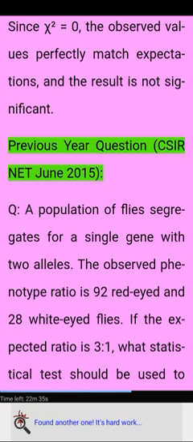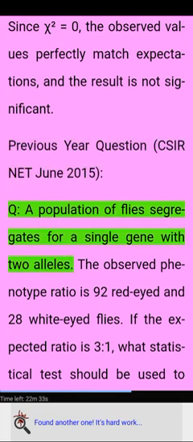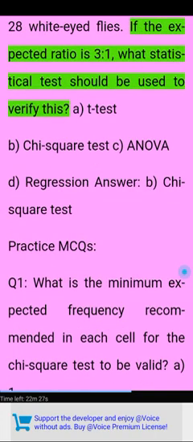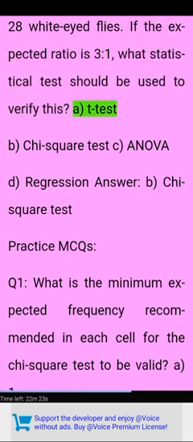Previous year question, CSIR NET June 2015. Q. A population of flies segregates for a single gene with 2 alleles. The observed phenotype ratio is 92 red-eyed and 28 white-eyed flies. If the expected ratio is 3:1, what statistical test should be used to verify this? A. T-test. B. Chi-square test. C. ANOVA. D. Regression. Answer. B. Chi-square test.